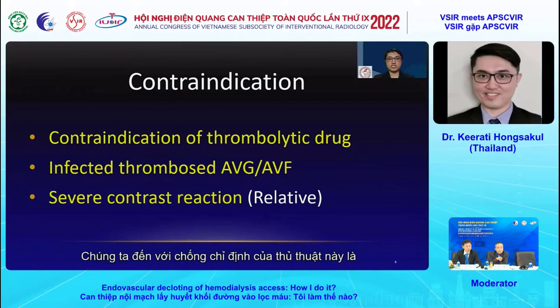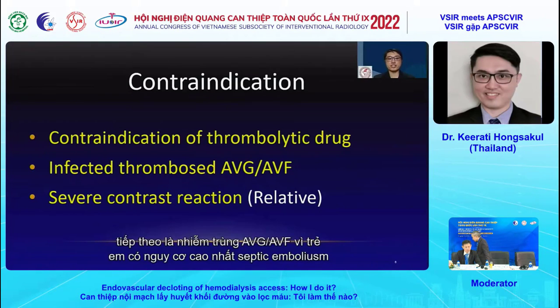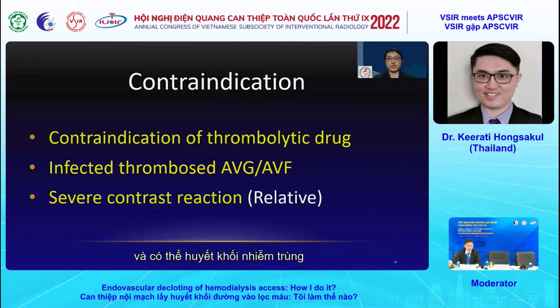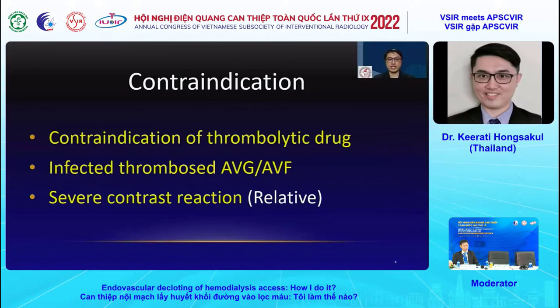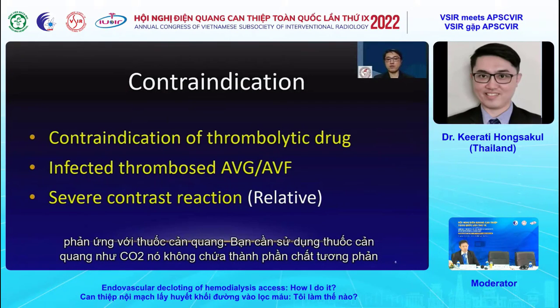However, the contraindications to perform this procedure include contraindication to the thrombolytic drug, and infection of the thrombosed AVG or AVF, because there may be a high risk of septic embolism, and also the infected clot usually has biofilm from the bacteria inside, and it's quite hard for the thrombolytic drug to resist. Another is severe contrast reaction. However, you can use other contrast, like CO2, instead of the iodinated contrast media.